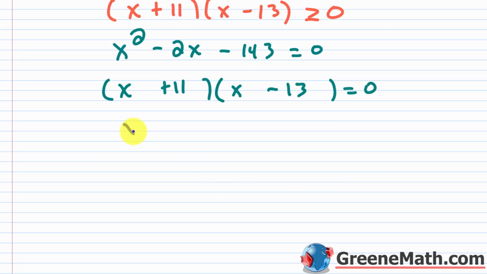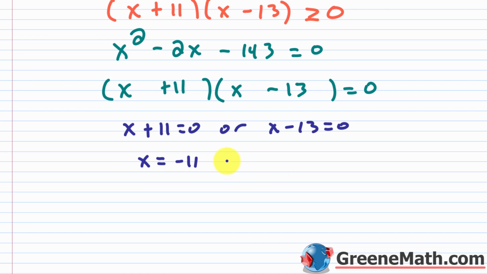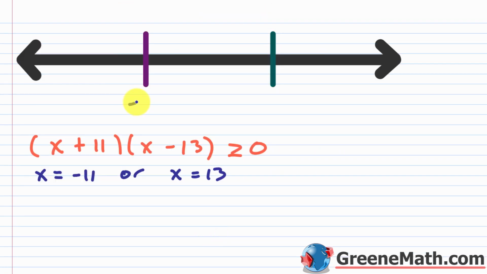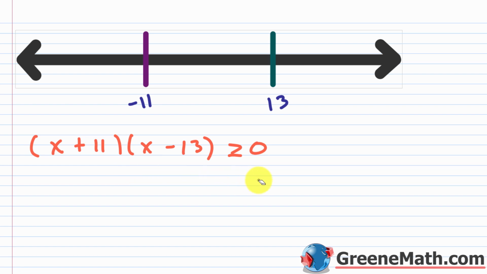So using my zero product property, you have x plus 11 equals 0, or x minus 13 equals 0. Here we'll just say x is equal to negative 11. Again, just subtract 11 away from each side of the equation. Then over here, we would add 13 to both sides of the equation. So x is equal to 13. All right, so here, let's put this as negative 11. Let's put this as positive 13. Let's get rid of this.